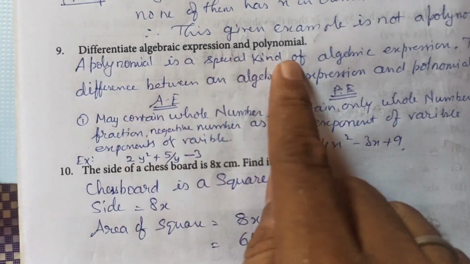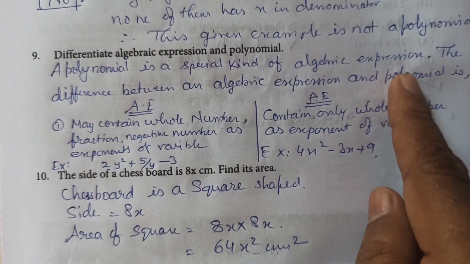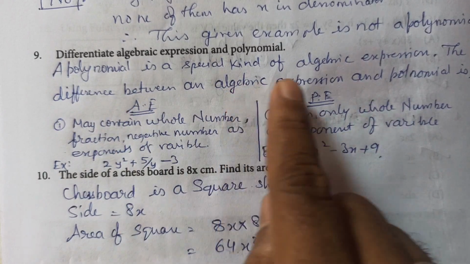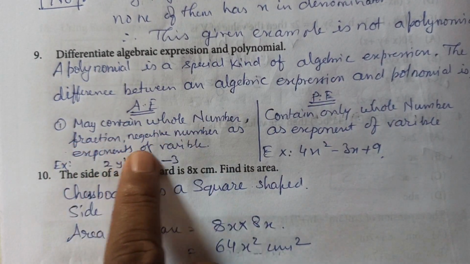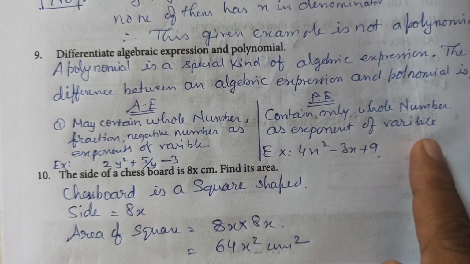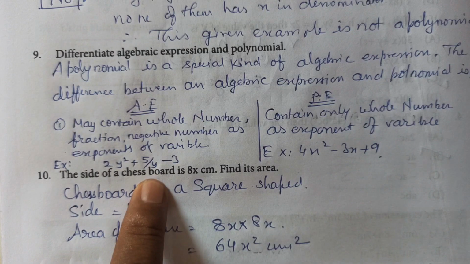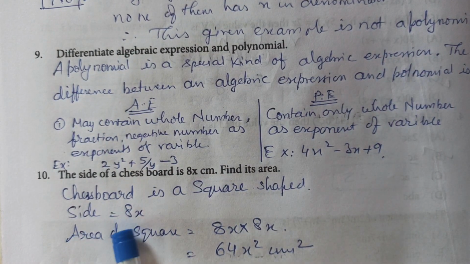Differentiate algebraic expression and polynomial. A polynomial is a special kind of algebraic expression. The difference between the algebraic expression and the polynomial is that an algebraic expression may contain the whole number, fractional number, everything. But a polynomial should contain only whole number powers. So there can be y in the denominator, but there cannot be x in the denominator. Okay.